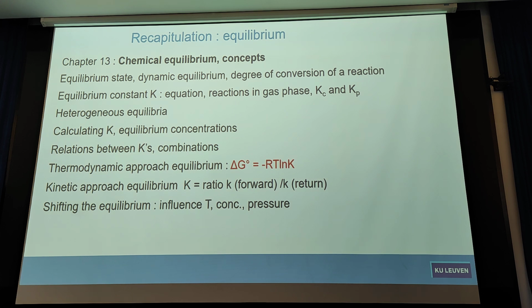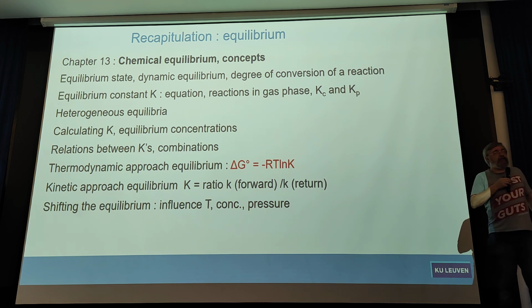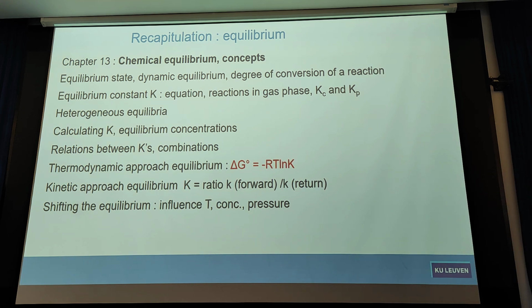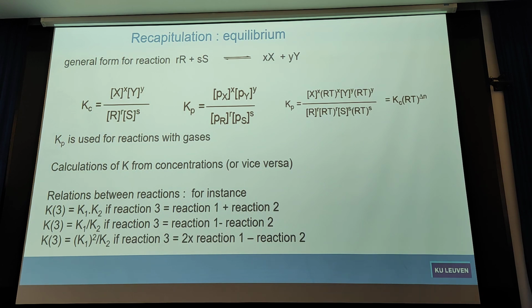Then at the final stages of this chapter we have also seen that there can be a kinetic approach to the equilibrium, and in fact there are two reactions going on at the same time. The reaction from the reagents to the products, but also there is a reaction from the products to the reagents. Each of these two reactions has a rate constant, and the ratio of these rate constants is actually nothing else than the equilibrium constant.